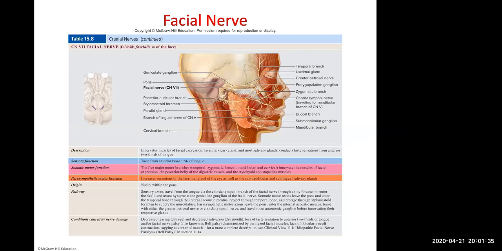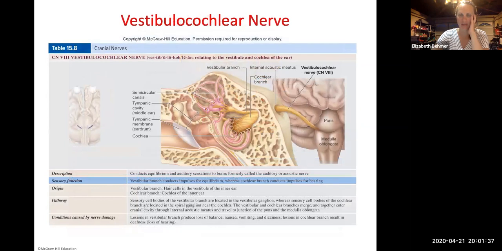And I think from there we answered all the questions. So I'll finish up with the cranial nerves. The vestibulocochlear nerve conducts impulses for equilibrium and hearing. So it's divided into a vestibular branch that goes to the vestibule and a cochlear branch that goes to the cochlea. And we'll learn all about the ear in chapter 19.